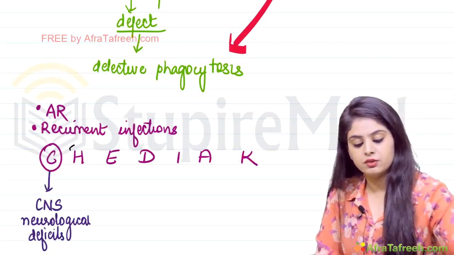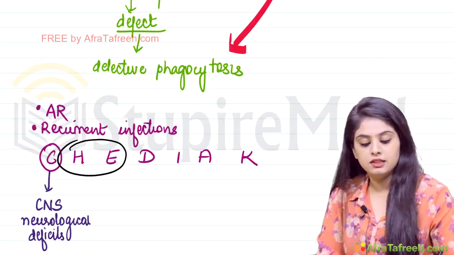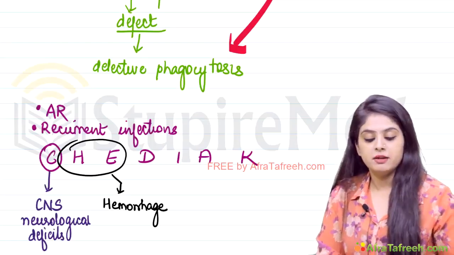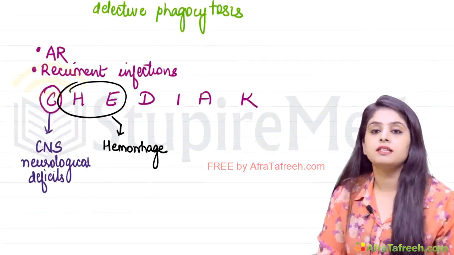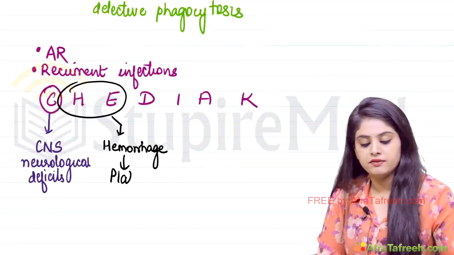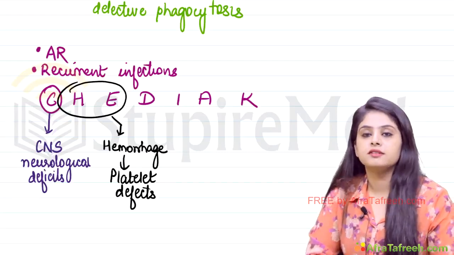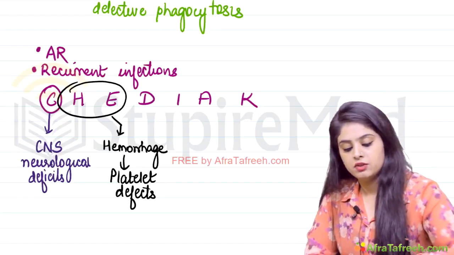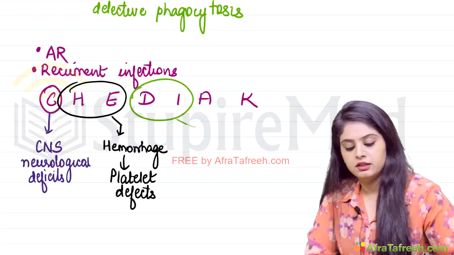Next, focus on the next two, H and E. This stands for hemorrhage. When will a person have hemorrhage? When there is some defect in the platelets. So these patients are also going to have platelet defects, leading to bleeds. The third one, which you already know, is a decrease in the immunity.